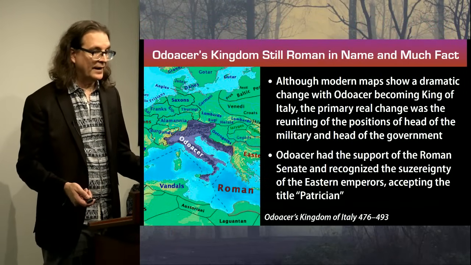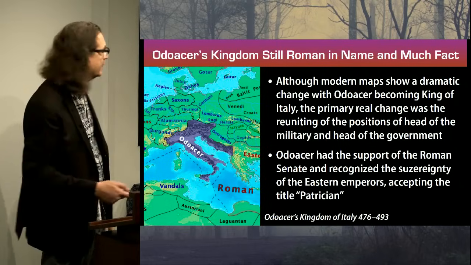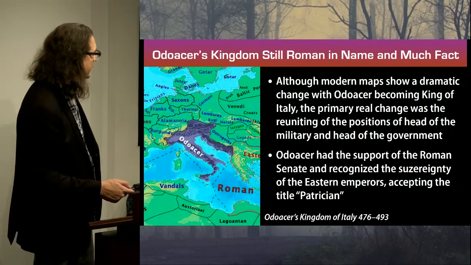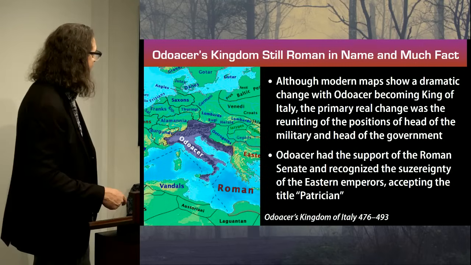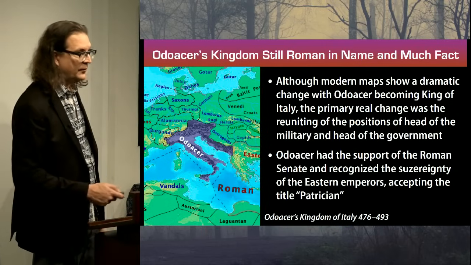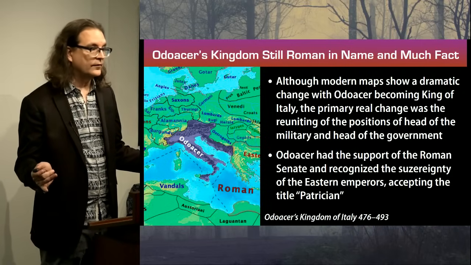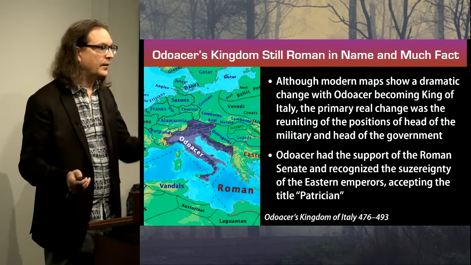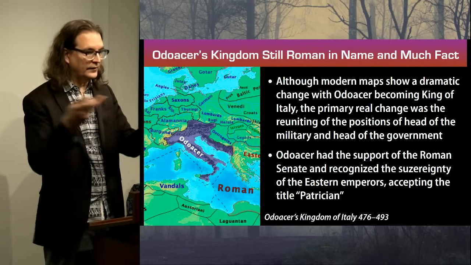Odoacer doesn't even lead a Germanic confederation. He is simply the head of the Roman military, which is largely made up of Germanic mercenaries, and he rules with the support of the local Roman aristocracy, the senators, and he also recognizes the suzerainty of the Eastern Emperor. So essentially what they've done legally is they said, okay, we're just abolishing the existence of the Western Emperorship, and so now all of the territories that were subject to the Western Empire are under essentially the Eastern sovereignty as far as everyone's concerned.